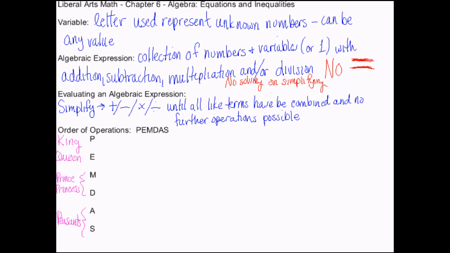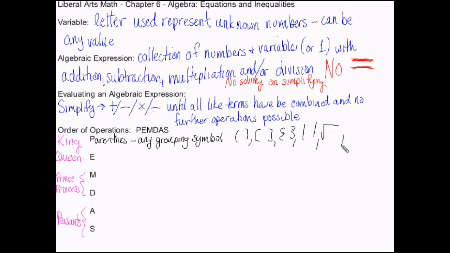Parentheses are, of course, the key. This is any grouping symbol, which includes parentheses, brackets, braces, absolute value bars, underneath a root, and the fraction bar, so stuff on top and stuff on bottom get done first before you do the fraction bar. You do everything in the parentheses, or in the grouping symbols, first. After that, the next thing comes exponents. I'm going to put in here roots in parentheses because the opposite of an exponent is a square root, so they have kind of the same weight. So you put those in together.